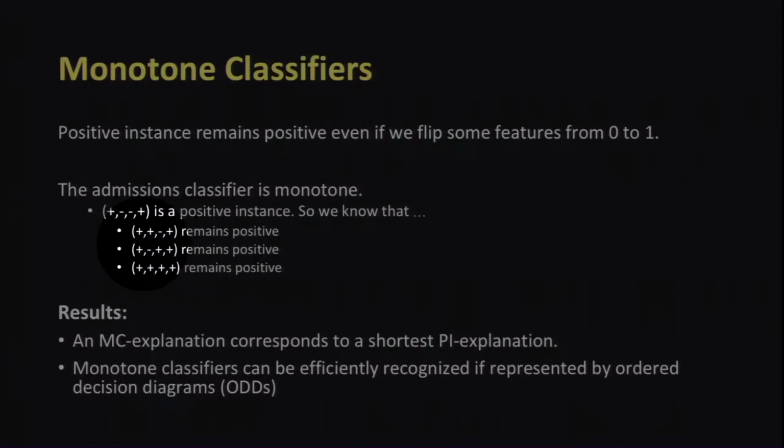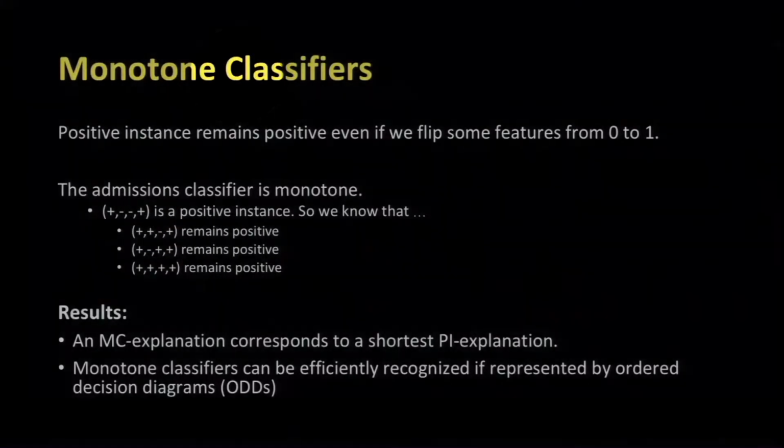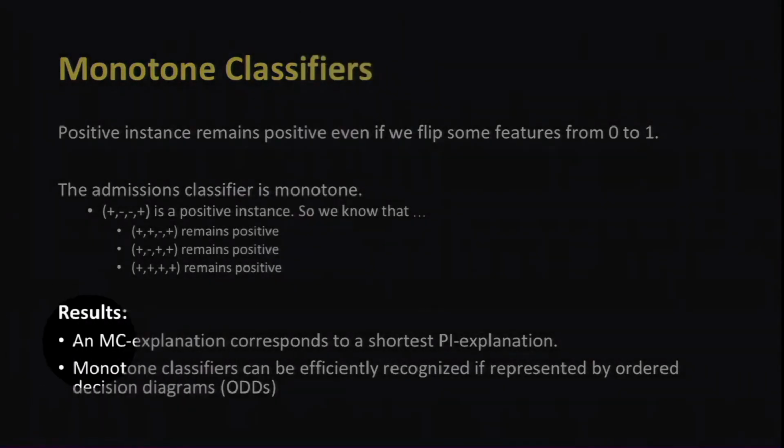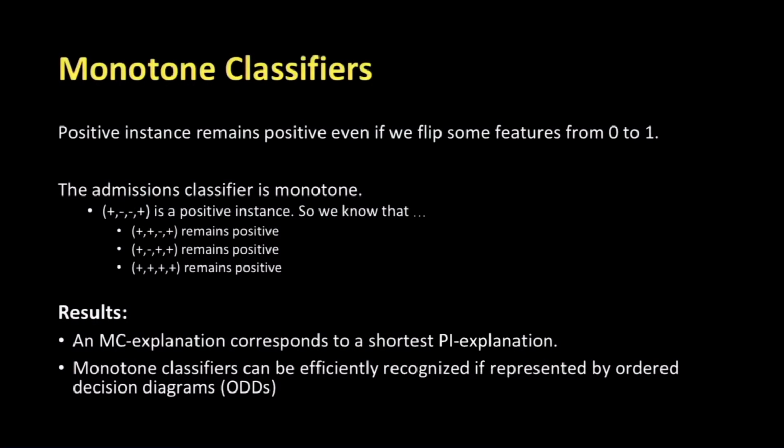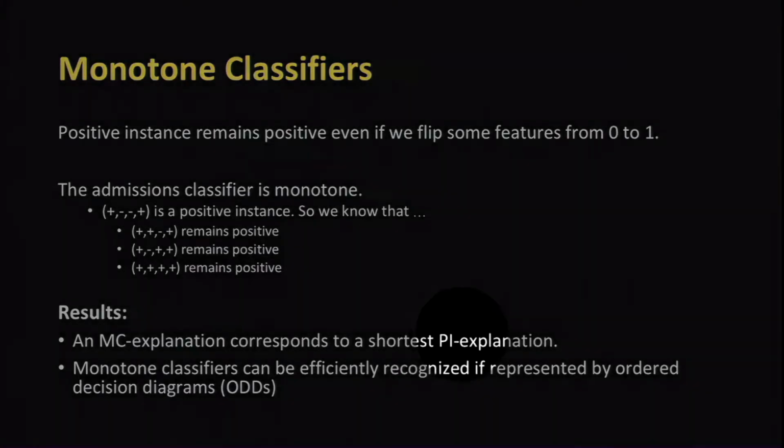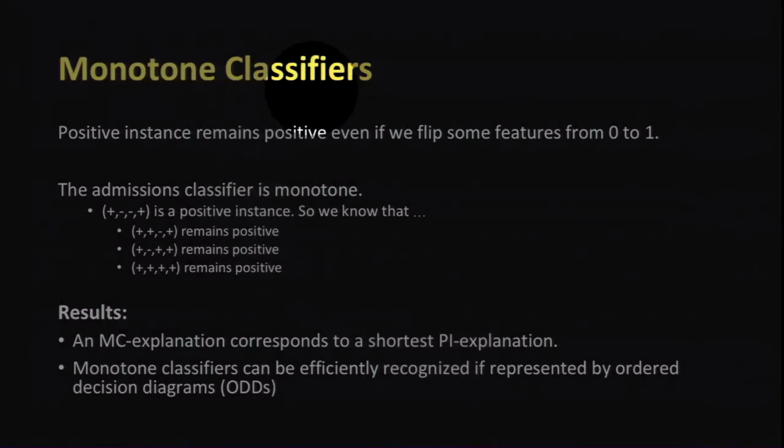So if you have this property, that's called a monotone classifier. A positive instance remains positive if you flip some features from off to on. And for this class of classifiers, it turns out the two are equivalent in the sense that an MC explanation corresponds to a shortest PI explanation. That's why in the previous example, the PI explanations were not as illuminating. You really could do with the MC explanations. Now, the interesting question is, how could I tell whether a classifier is monotone?